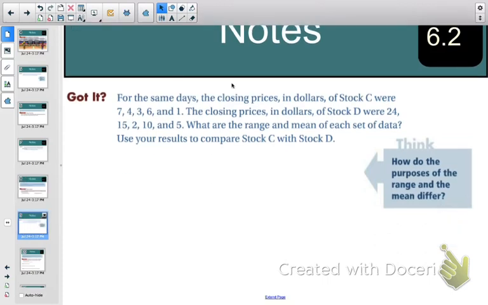Okay, for the same days, closing prices in stock D. So now we have stock C and stock D. Go ahead, find the mean and the range, and I will do the same, and we'll come back and talk about it. Pause this in 3, 2, 1, pause.